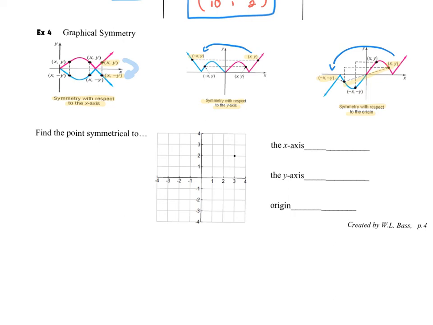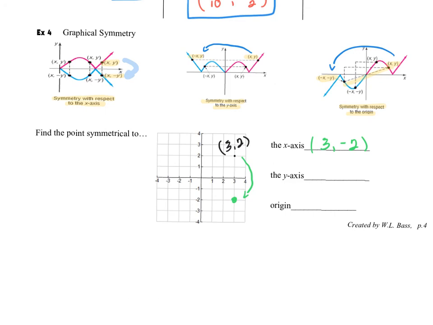So let's take a look here. If I give you this point, let's say the point 3, 2, and I want you to find the point that is symmetric with respect to the x-axis. That means I'm wanting you to flip it down here, and you may or may not for a while need to actually physically plot it, and what you can see is that the y-coordinate would change. So I'd still have a 3, but the y-coordinate would flip its sign.